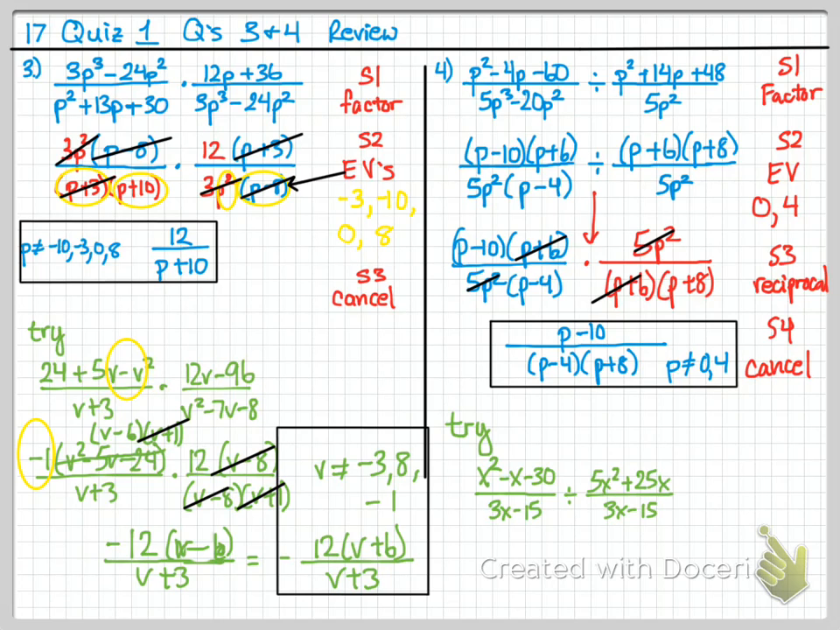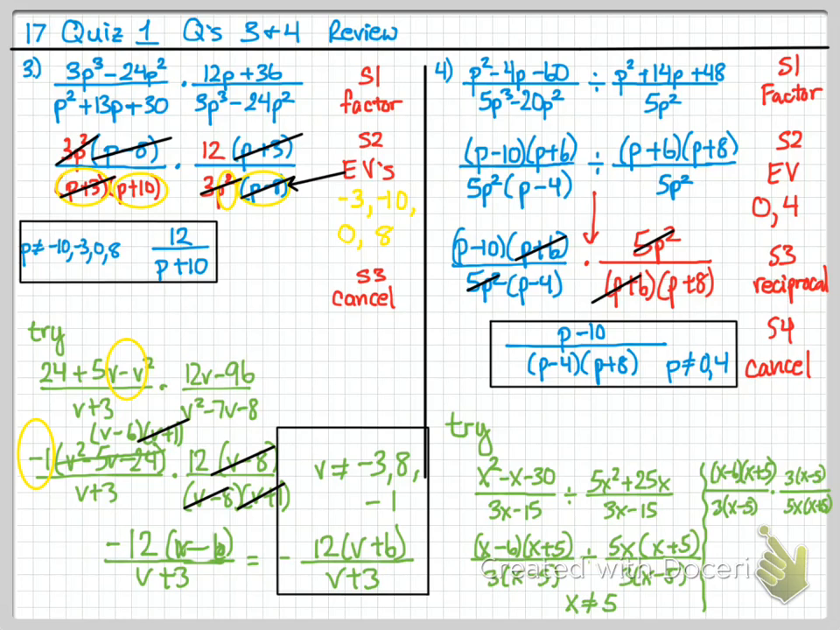Now try this one at the bottom. Press pause and give it a shot. Alright, now that you're back, let's check this out. That's it canceled. Excluded value of just 5. X shows up twice, but you only have one excluded value. You now take the division and turn it to multiplication and start canceling. You're left with x minus 6 over 5x. X does not equal 5. Alright, hopefully this helps with the preparation for the test on Wednesday and Thursday.